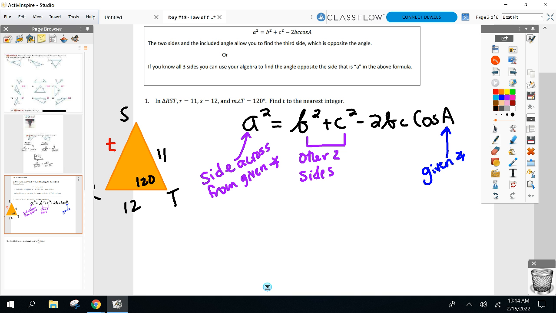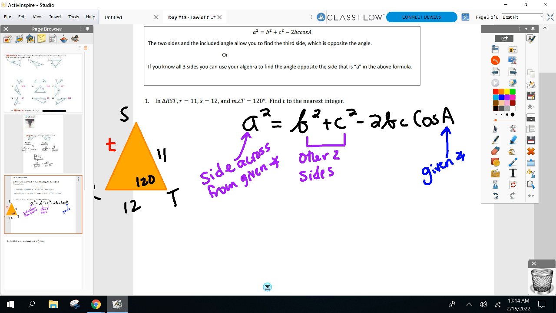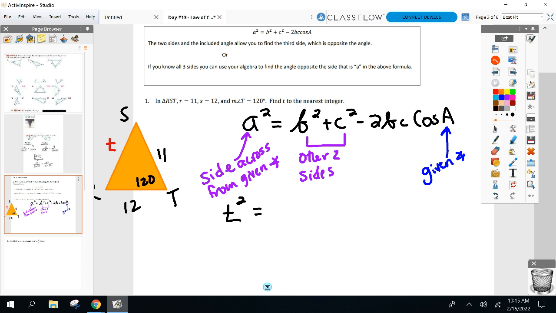Side across from the given angle. What angle did I give you in this problem? 120. Name the side across from it. Everyone ready? T squared. You put the side across from the given angle. We're all good. Equals the other two sides. Name me the other two sides, please. 11 squared plus 12 squared. The order does not matter. You could have put 12 and 11. That's fine. Minus 2 B and C.